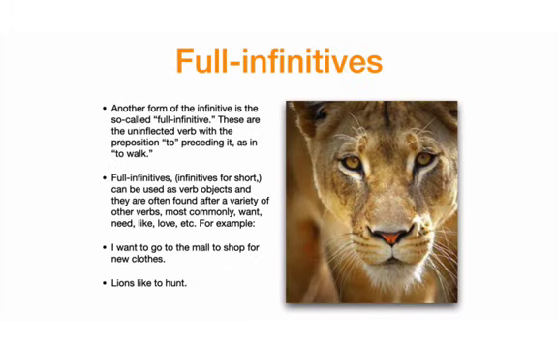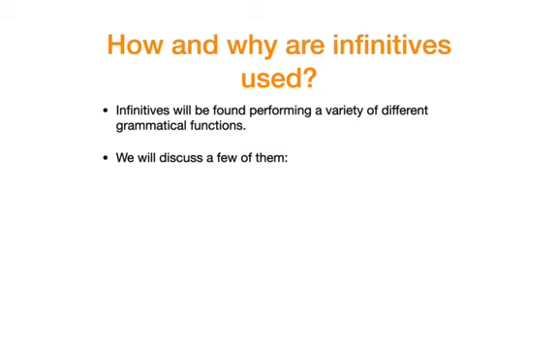Full infinitives. Another form of the infinitive is the so-called full infinitive. These are the uninflected verb with the preposition to preceding it, as in to walk. Full infinitives, infinitives for short, can be used as verb objects and they are often found after a variety of other verbs, most commonly want, need, like, love, etc. For example, I want to go to the mall to shop for new clothes. Lions like to hunt.